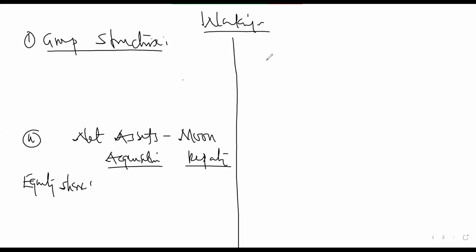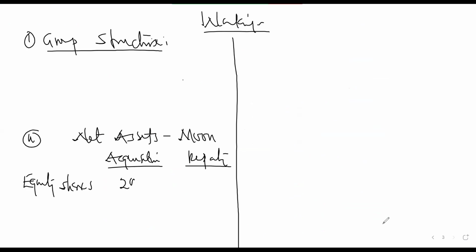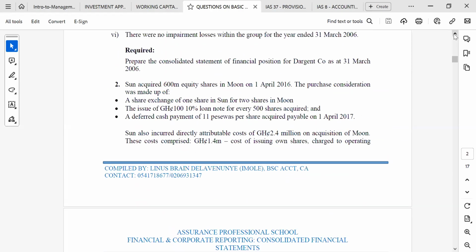Okay, what is the equity shares for the subsidiary? 200. Okay, that is 200. So the next one will be retained earnings. For the retained earnings, you always have to look for the date of acquisition and determine the retained earnings at the date of acquisition. So let's go and see when the subsidiary was acquired.